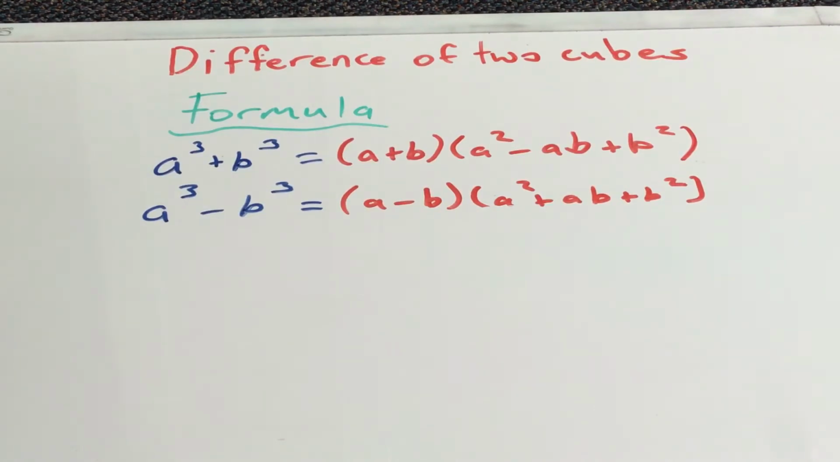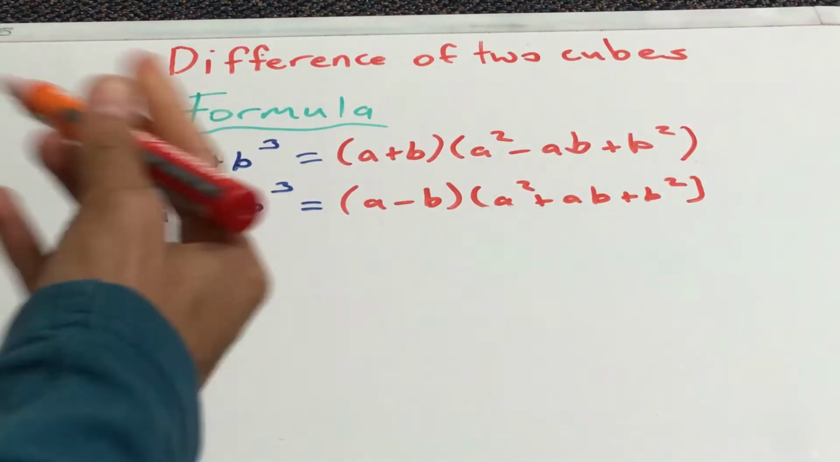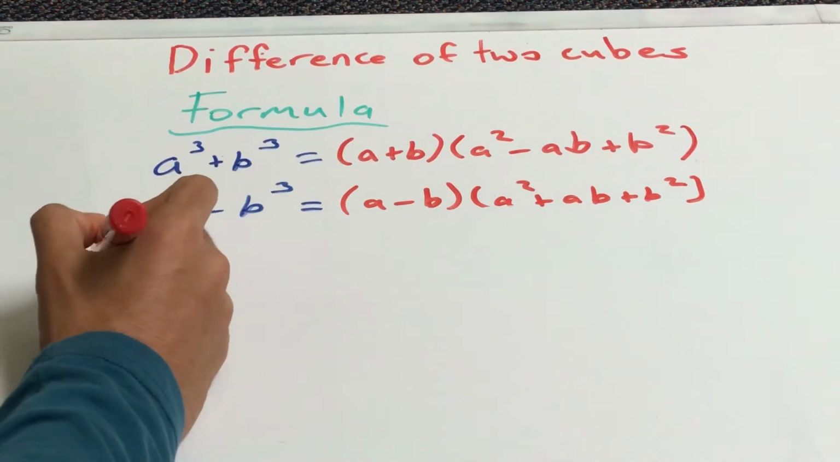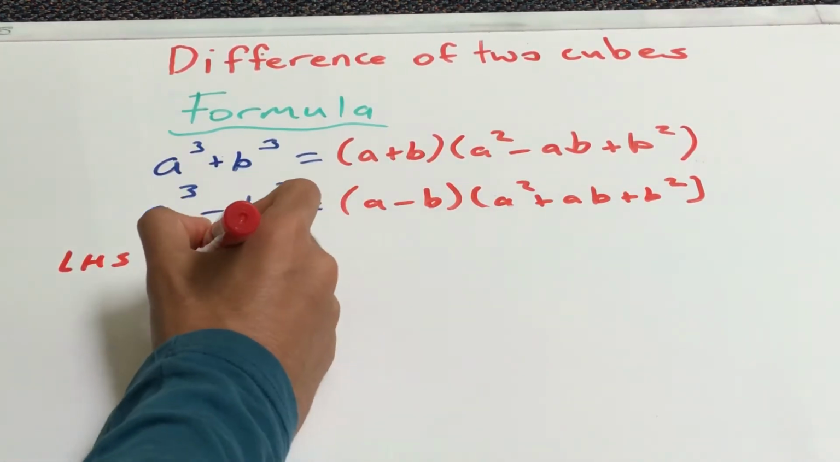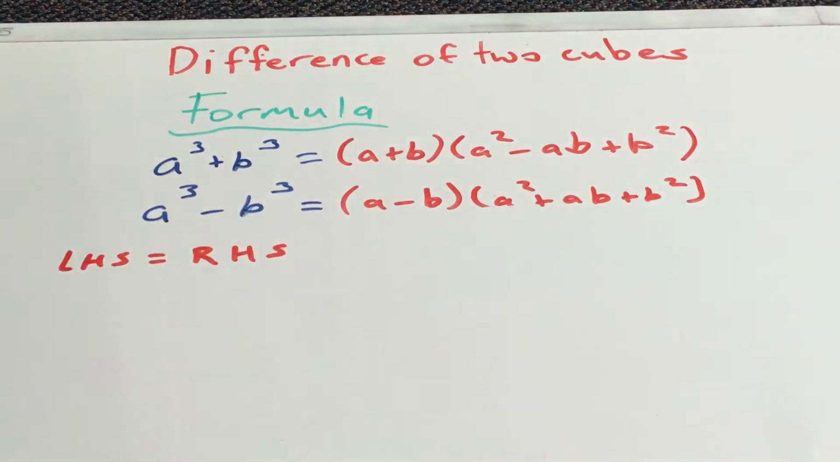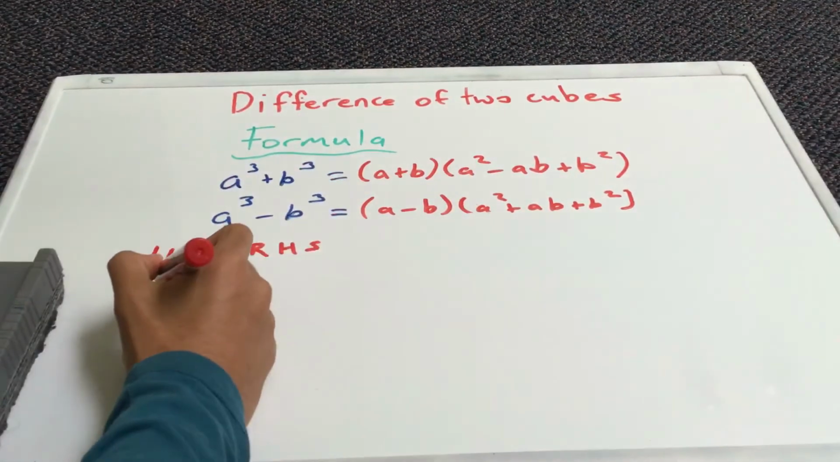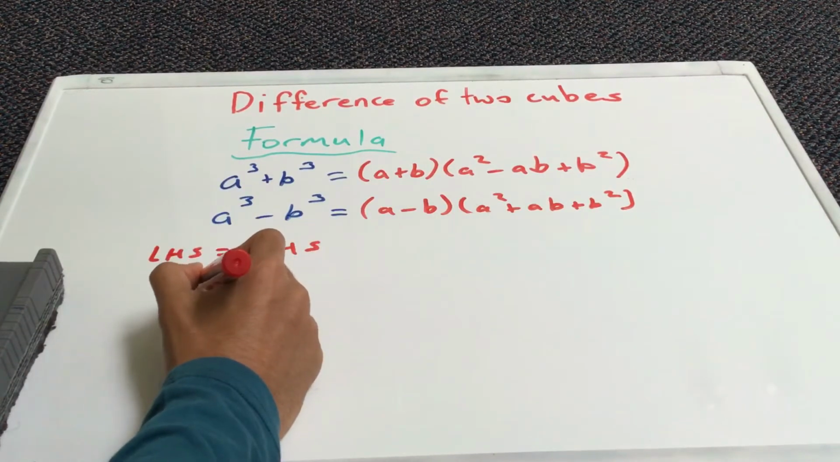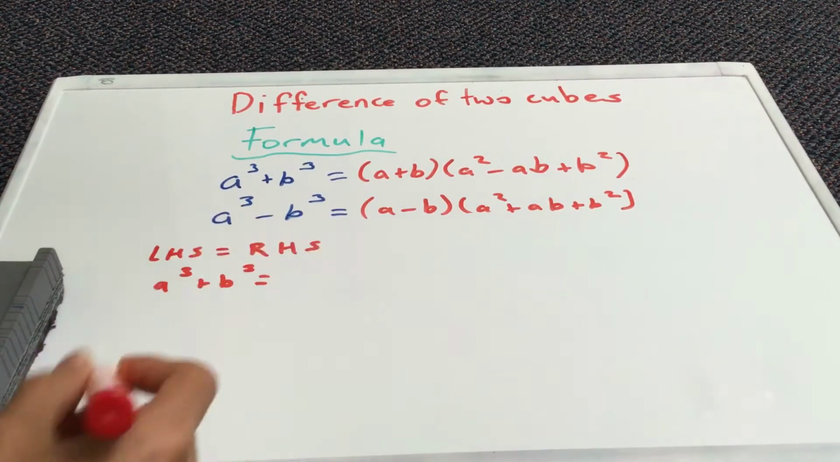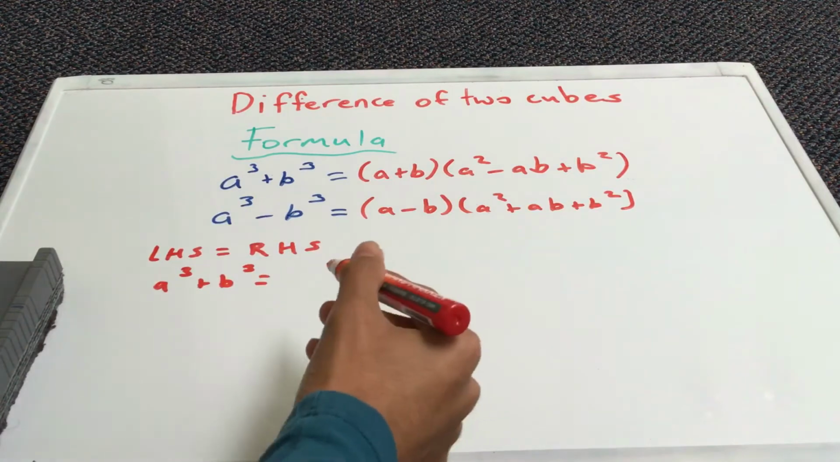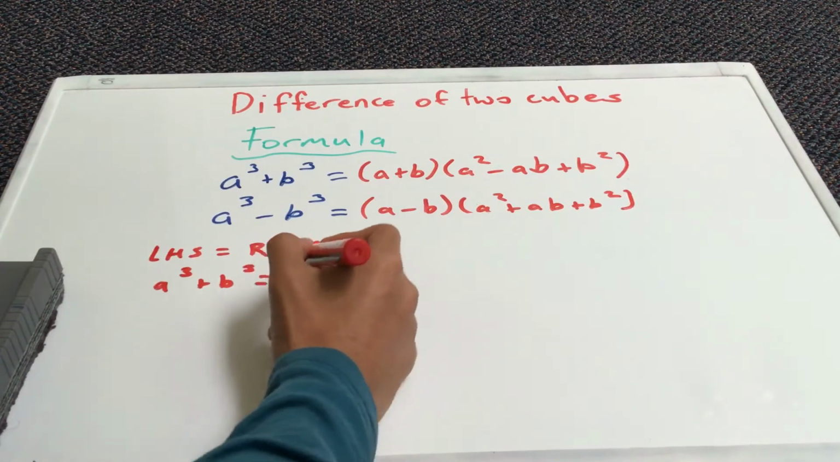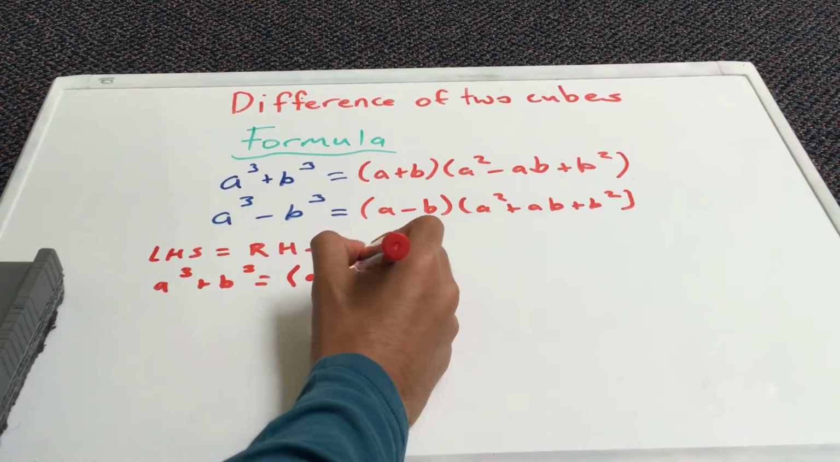Okay, let's begin. The first thing I like to do is prove that the left-hand side is equal to the right-hand side. So I'm going to take the left-hand side, and I want it to be equal to the right-hand side. How do I do this? I write out the left-hand side first of all, and I want this to be equal to the right-hand side, so I'll write out this first.